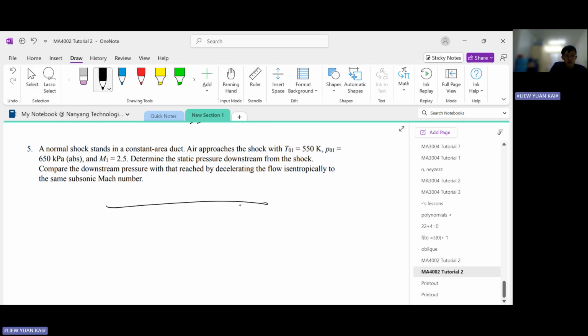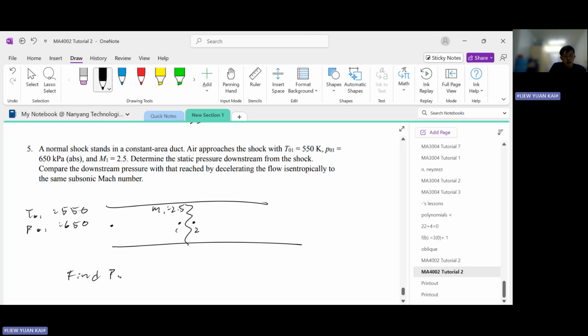So we have a constant area duct. Inside there's a shock. The upstream and downstream of the shock are points 1 and 2. Then before the shock, we have these stagnation conditions. Point 1 has a Mach number 2.5. So we want to find P2.